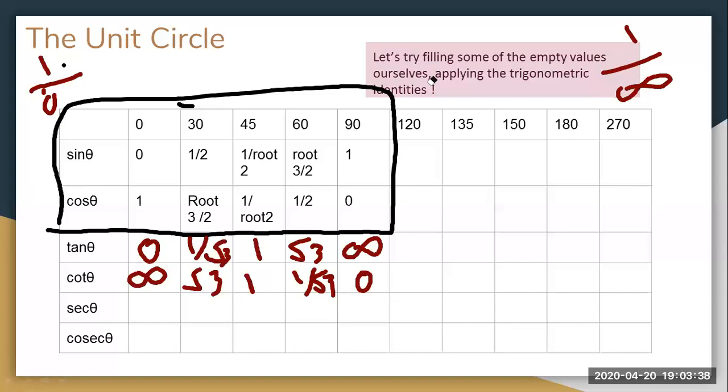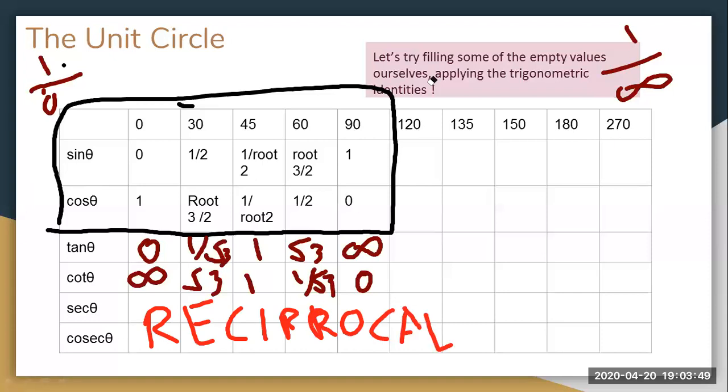So this is also going to be covered by the reciprocal functions: sec theta is 1 by cos theta, and cosec theta is 1 by sine theta. So we can repeat the same procedure in that case.